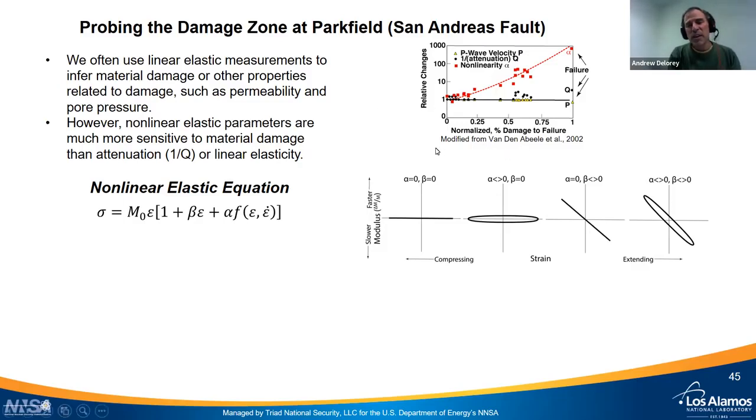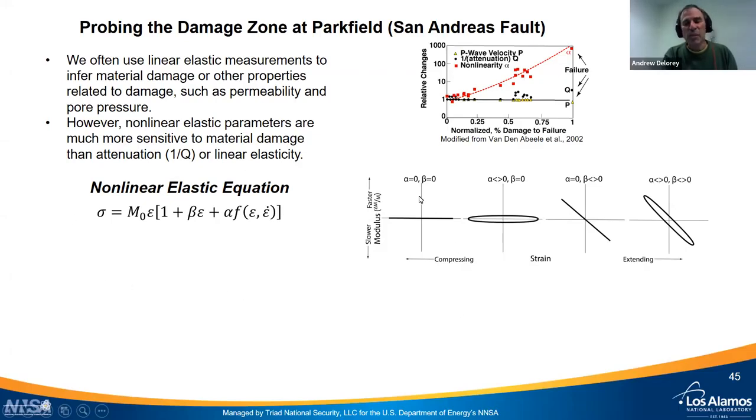This is from a paper where they were looking at a sample that was damaged to failure and measuring changes in the linear elasticity in terms of the travel time of a P wave, the attenuation in the form of Q, and also the nonlinear elastic parameter alpha, which is measuring the hysteretic behavior. And so if we look at this equation, this is what we're looking at.